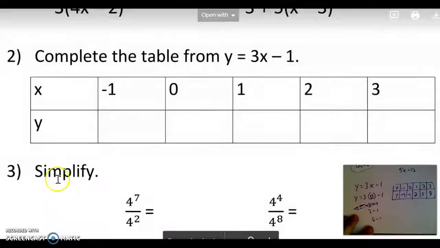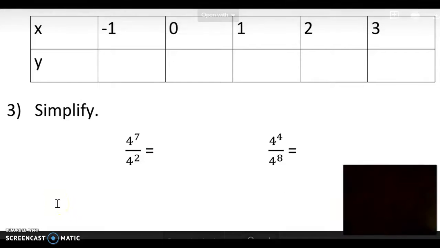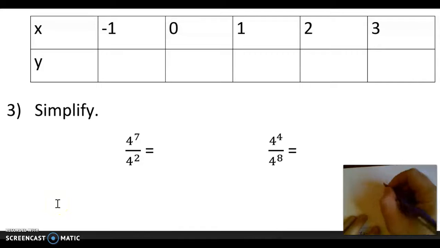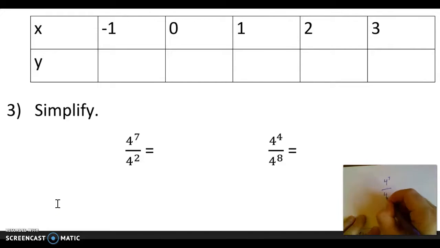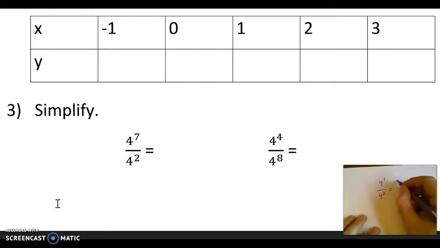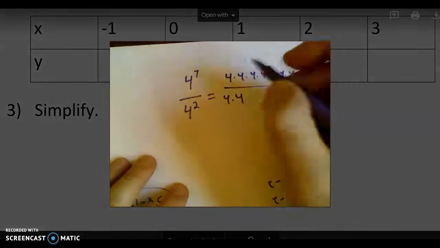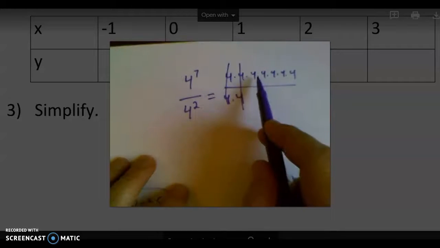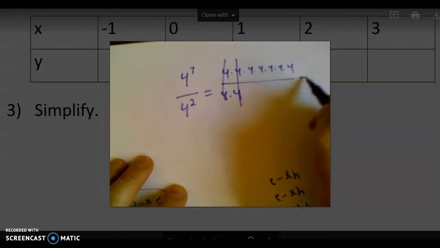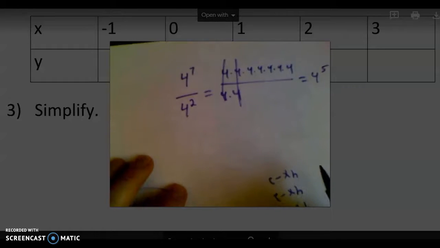And our final problems, we are simplifying. This one deals with dividing when you have exponents that have the same bases. So the long way to do this is to write out 4 to the 7th power, and you're dividing it by 4 to the 2nd power. So now when I simplify this, as in find my giant ones, what I have left is 4 to the 5th power, and that's the best way to write your answer.